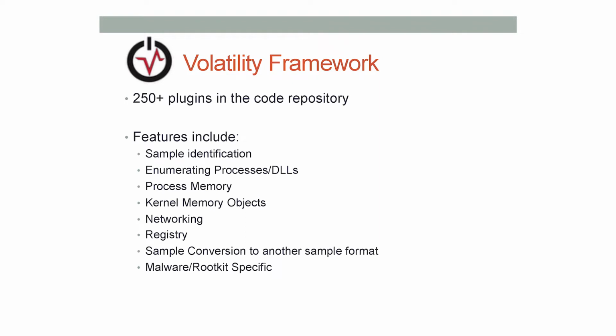We have over 250 different plugins in Volatility, and there are many different features for each of these plugins, like sample identification. It'll tell you whether or not it's a Windows machine, or what type of Windows machine it is, if it's a crash dump, or if it's a hibernation file. We also have plugins for enumerating processes, DLLs, process memory, and a whole bunch of other things as well.